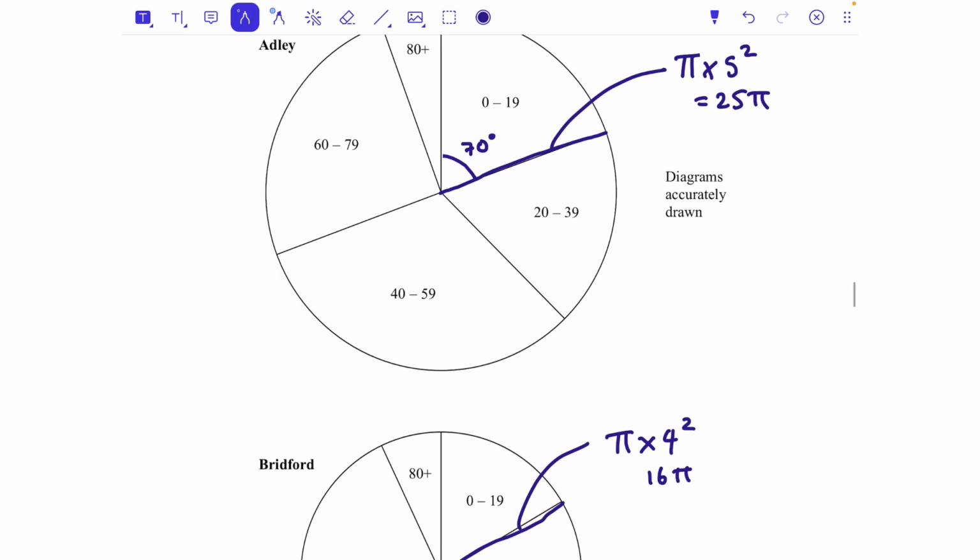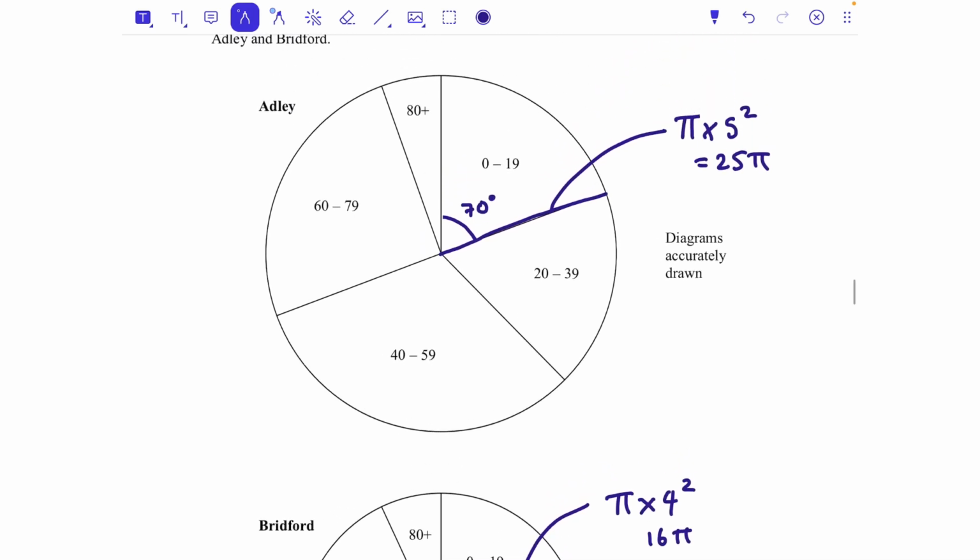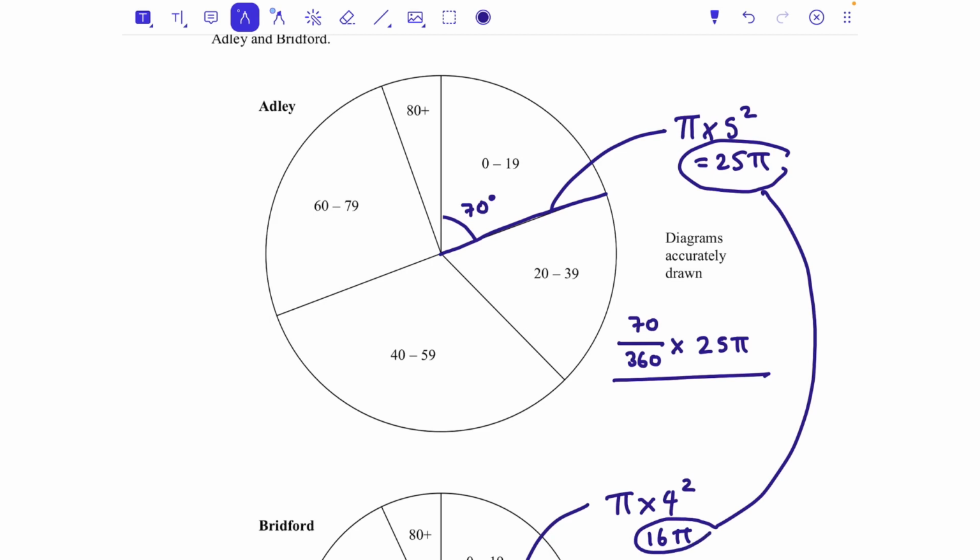So therefore, it's going to be 70 out of 360 multiplied by 25 pi. So 70 out of 360 multiplied by 25 pi would give you the numerator, and that's going to be out of everyone all together, which we know is 25 pi, add 16 pi, so that's going to be 41 pi. Okay, so that's probably how I would do that question.